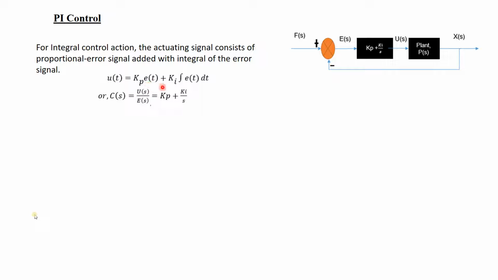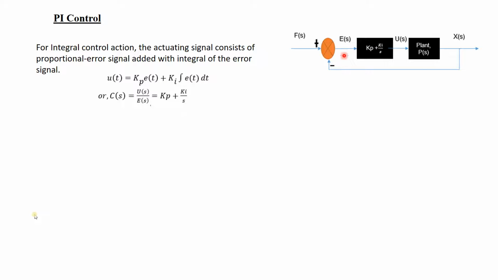U(t) is represented as Kp e(t) plus Ki times the integration of e(t) dt. After Laplace transform, the controller transfer function is C(s), which is U(s) by E(s). It is Kp plus Ki by s.